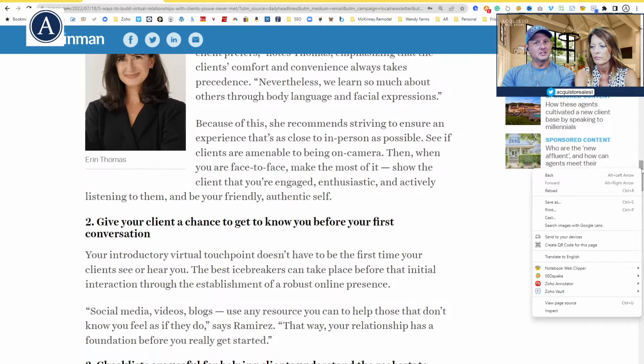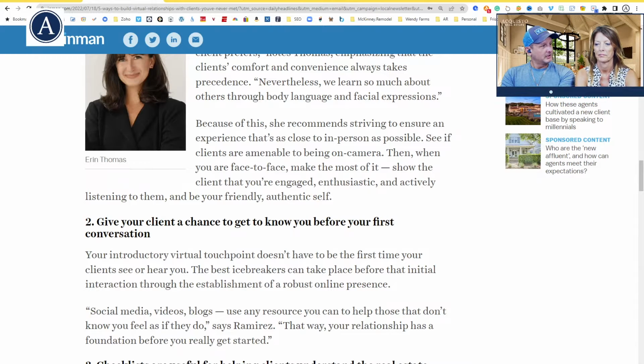So give your client a chance to get to know you first. That does make a lot of sense. What they're saying is to have a good online presence and let them know who you are by being out there, and realize what type of impression you're giving off to people. If you find yourself having more and more clients that are remote, then maybe you put together a little video about yourself and send that out ahead of time. The more they hear you, the more they see you, the more they're going to connect.